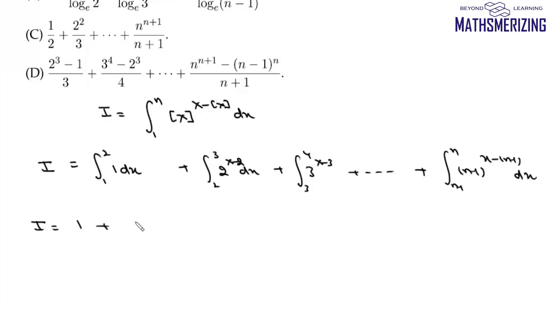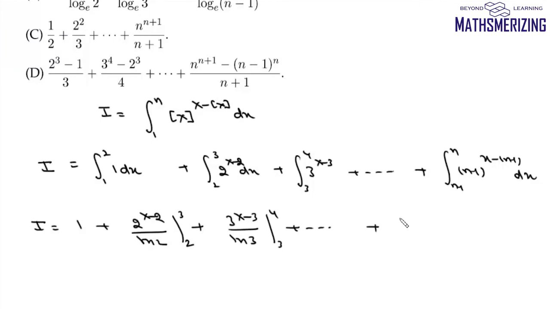1. Now here will be 2 to the power of x minus 2 upon ln 2 from 2 to 3. Here will be 3 to the power of x minus 3 upon ln 3 from 3 to 4, and it continues up to n minus 1 to the power x minus n minus 1 upon ln n minus 1 from n minus 1 to n. Now we'll start putting in the values. So it'll be 1 plus, now this is 2 minus 1, so it'll be 1.